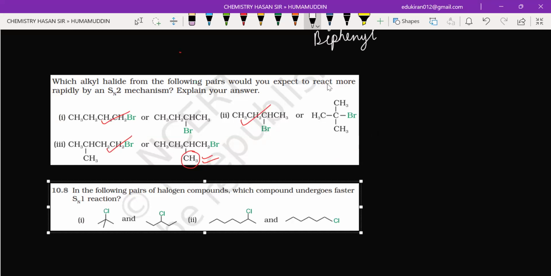Very easy it is. Okay, both of you. You can see in the SN1, this will be the first because it is 3 degree. This is your 2 degree. This will be the first because this is 2 degree and this is 1 degree. Very easy.